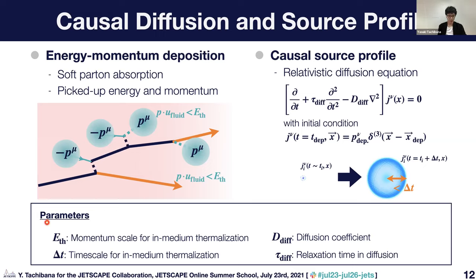So here we newly introduced some parameters. One is the energy scale, the typical energy scale for the in-medium thermalization. So we assume that if we find a soft particle whose energy is smaller than this scale, that particle is supposed to be thermalized in the medium. And also we use this diffusion equation. In this diffusion equation, we have two parameters. One is the diffusion coefficient and one is the relaxation time in diffusion. So they control the dynamics during the diffusion.